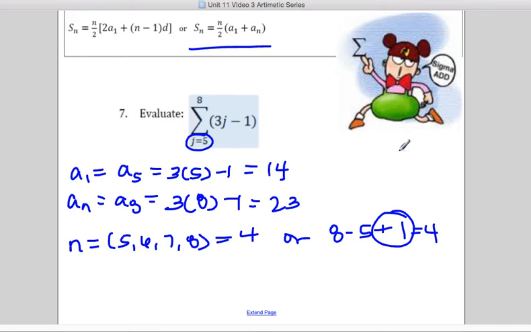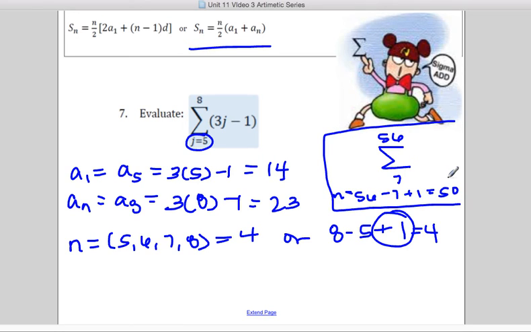So for instance, if I was going to sum from 7 to 56, okay, I would take 56 minus 7 and then tack on 1. So I would have 56 minus 7 is 49. 49 plus 1 is 50. So there's 50 numbers in between here. So that's what n would equal for this example.